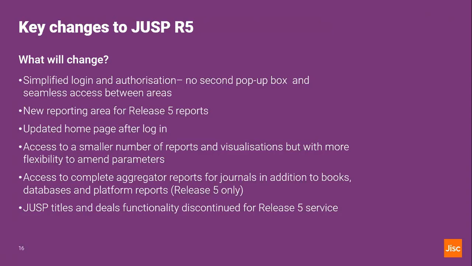One of the big changes is that we are removing a lot of the title and deal functionality, partly because it was a big overhead on us to maintain, and also because there are other services such as JISC's Knowledge Base Plus, KB Plus, which does this far, far better and more comprehensively than we're able to do. So a lot of that functionality around being able to look at what titles are in a particular deal should no longer be done through the JUSP interface, but elsewhere.